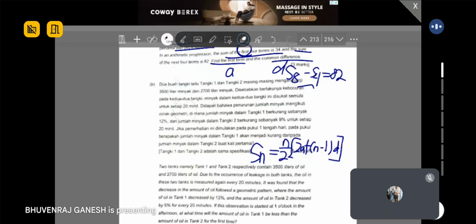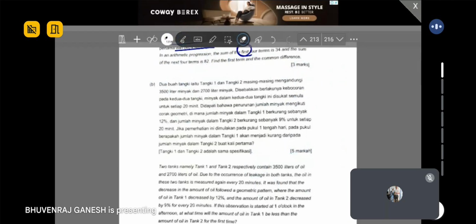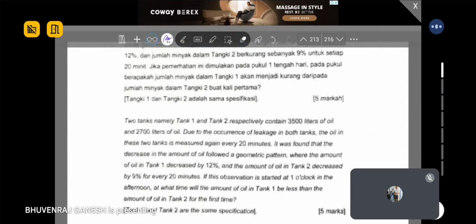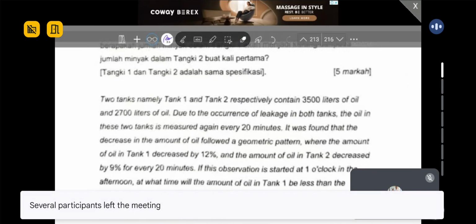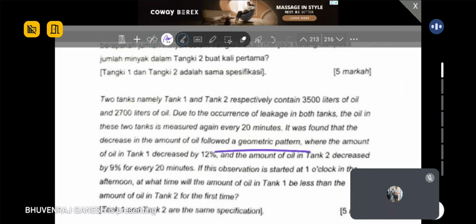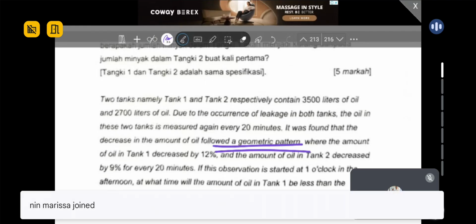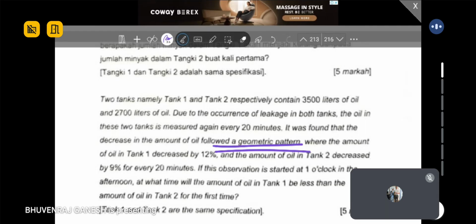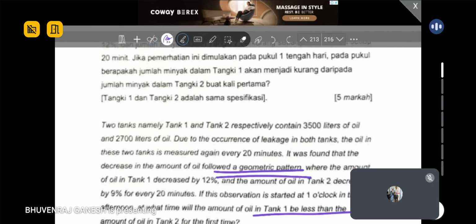This question. Okay, this question very long. Sangat panjang. 5 marks. So this one I think is K-Bar also. Okay, so for this one, they already tell you, okay, it's geometric, guys. Okay, dia adalah janjang geometri. Alright, so means that you must think of common ratio already. Kamu kena fikir pasal nisbah sepunya. Am I right? Okay, so now, the important point here is this one. Okay, they want the amount of oil in tank 1 less than tank 2. Okay, mereka nak jumlah minyak kat tangki pertama kurang dari tangki kedua.